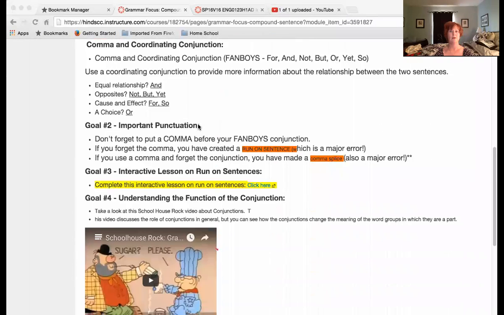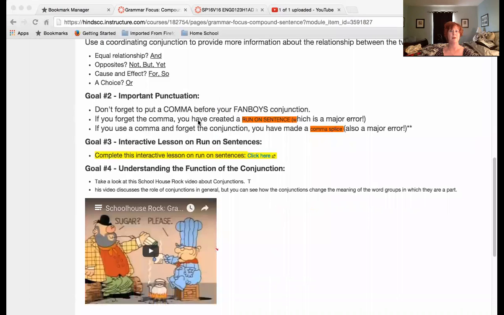And let's talk a little bit more about the punctuation. When you are punctuating your sentence, don't forget to put a comma before your conjunction. That's really important, because if you have the conjunction but no comma, you have a run-on sentence. And remember, this is a major error. That costs you 10 points. So we don't want to miss that. If you use a comma and forget the conjunction, you've made a comma splice, which is also a major error. That also costs you 10 points.